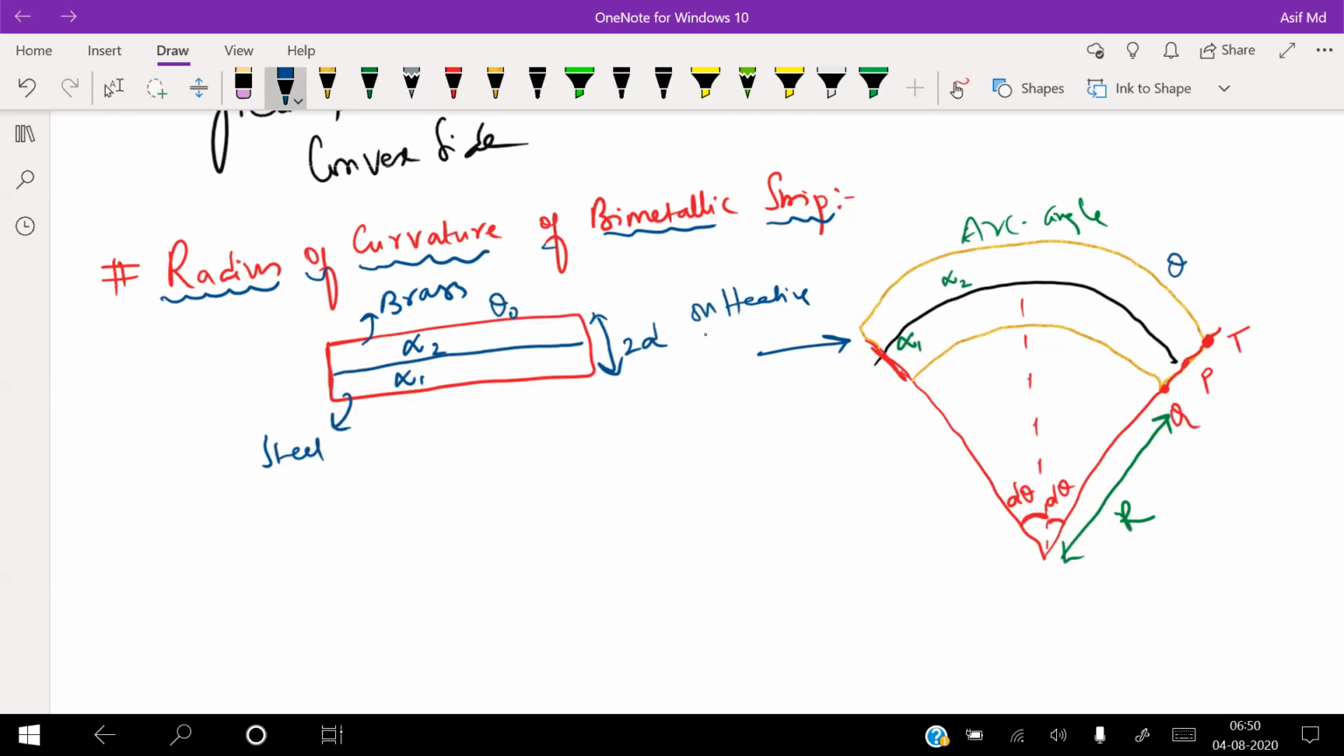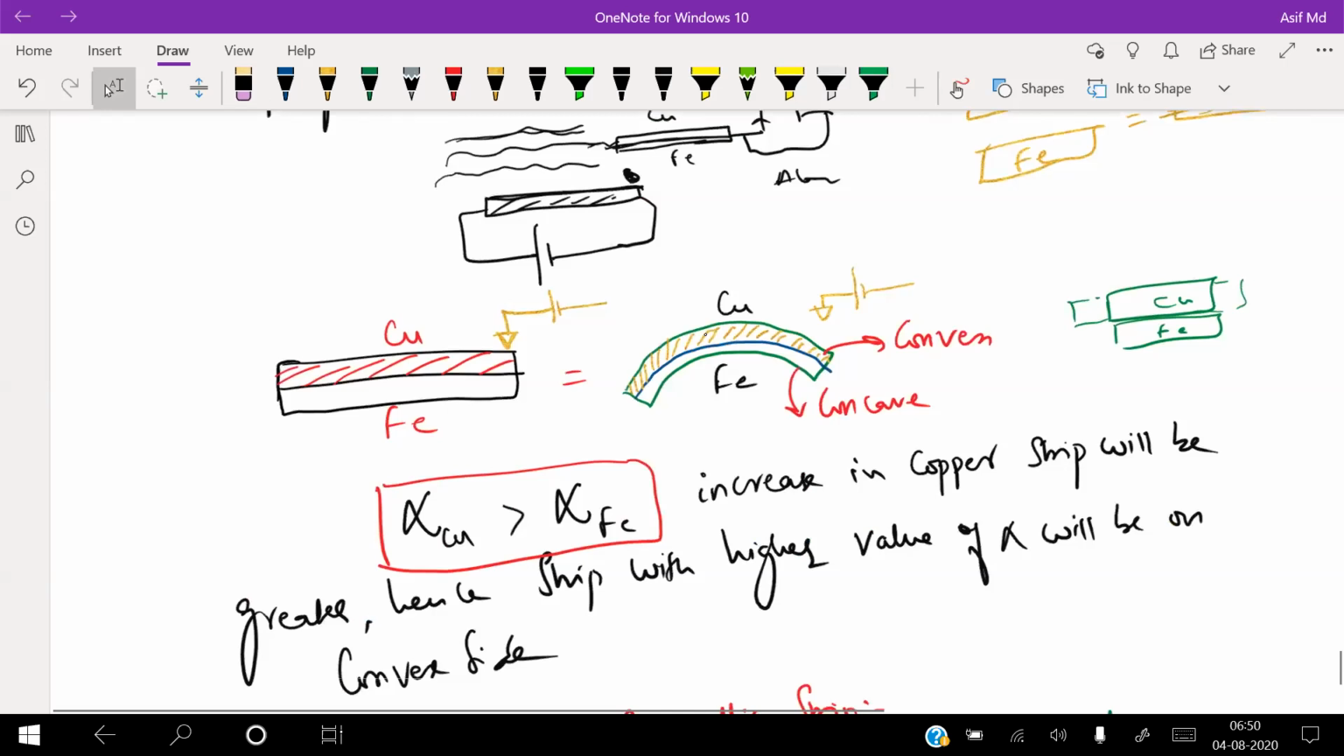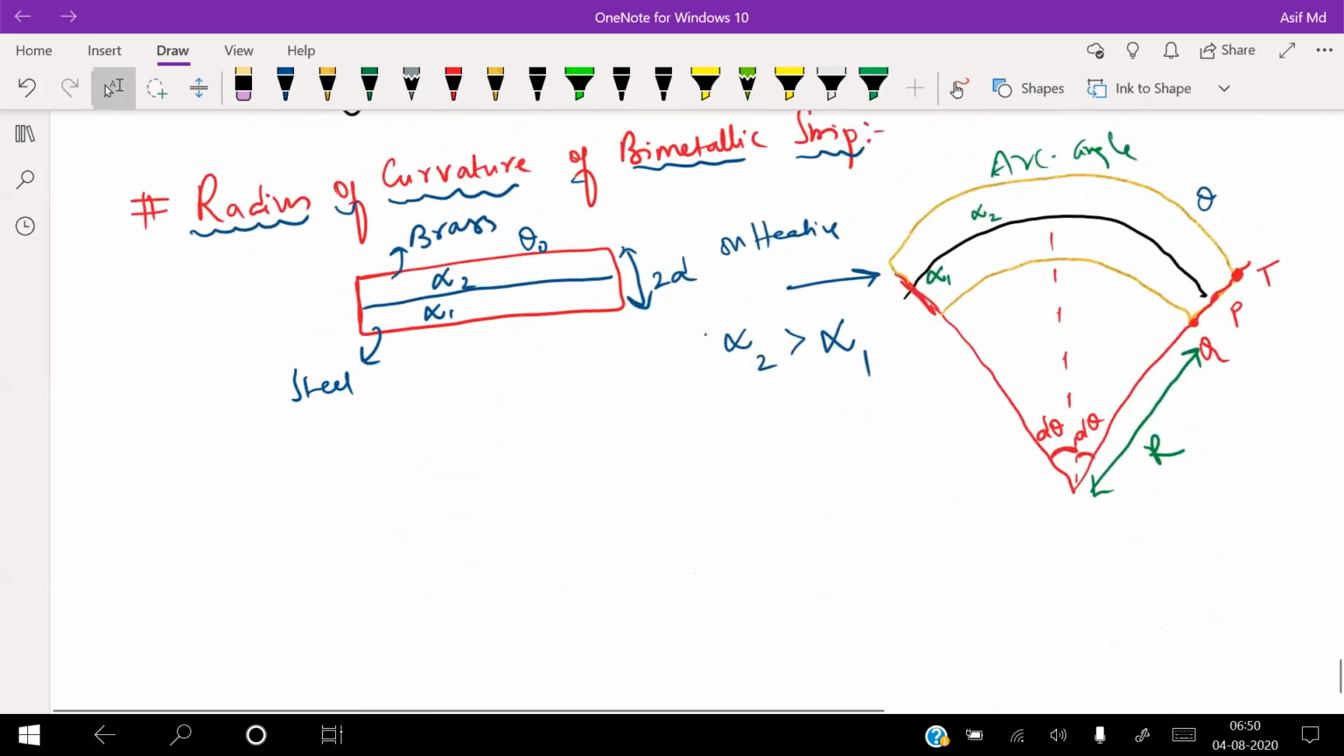Now which is having more alpha and which is having lesser alpha? From the diagram you might have seen, alpha 2 is greater than alpha 1, and that is the reason it is expanding more. Like I told you, alpha of copper must be greater than alpha of iron, then only it will take this shape. So when it is taking this shape, alpha 2 must be greater than alpha 1. Isn't it?